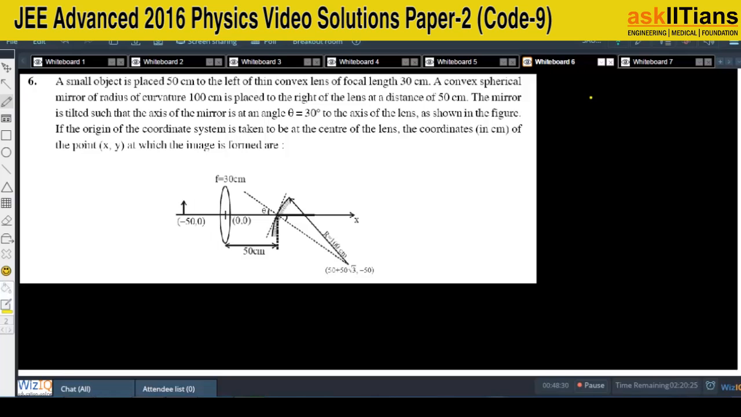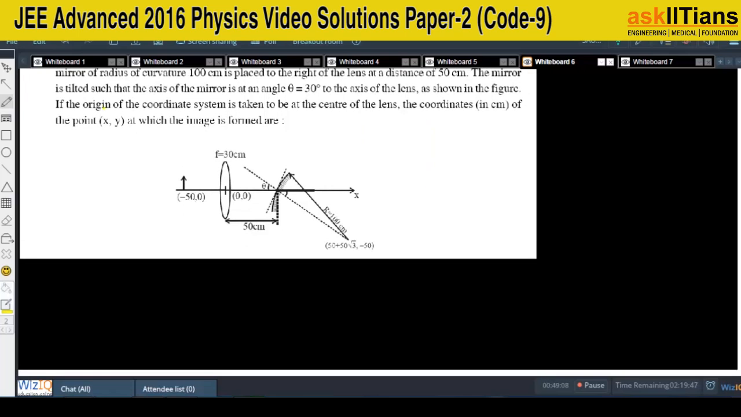Question 6. A small object is placed 50 cm to the left of a thin convex lens of focal length 30 cm. A convex spherical mirror of radius of curvature 100 cm is placed to the right of the lens at a distance of 50 cm. The mirror is tilted such that the axis of the mirror is at an angle of 30 degrees to the axis of the lens, as shown in the figure. If the origin of the coordinate system is taken to be at the center of the lens, find the coordinates of the point x, y at which the image is formed.